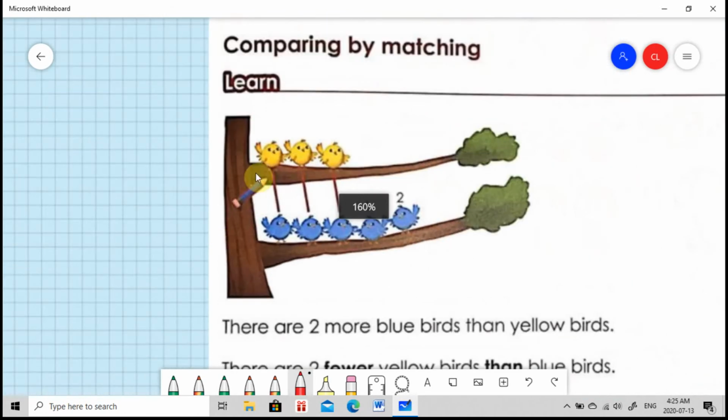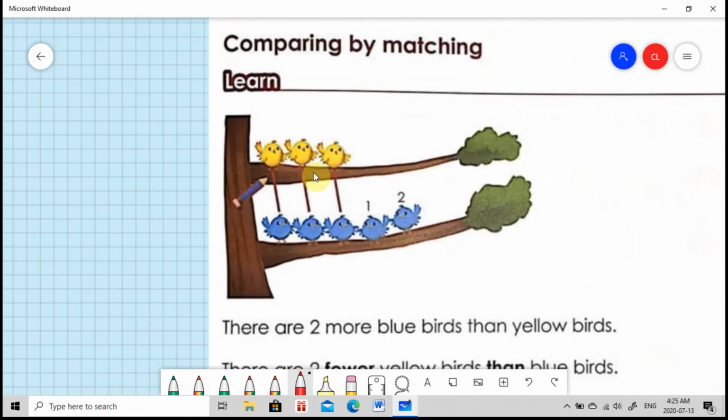So you see here we have how many birds, right? The yellow birds, we have 3 of them, and the blue birds, we have 5 of them. So we match the yellow birds with the blue birds. We match the first one, second one, and third one. So we have extra 2 left, right? Extra blue birds left.